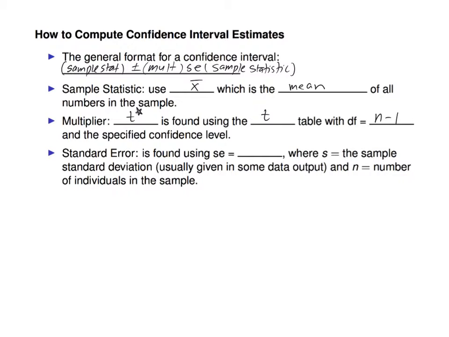And as your sample sizes get bigger and bigger, these t stars get close to the z stars. Pretty much once you go over 30, you're almost at the exact same number. And the standard error is found using the formula SE of x bar equals s over root n, where s is the sample standard deviation, which is usually given to you in some kind of data output. There will be an example today where we actually find it, just to remind you how. And then n is the number of individuals in the sample.